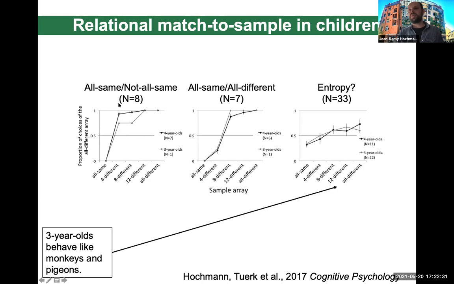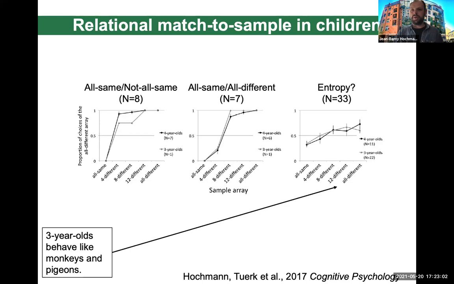So half of the 4-year-olds still seem to be following entropy, but we also see another half of participants that seem to be applying a categorical behavior, suggesting that they're representing something like all the same, not all the same, or all the same, all different. Okay, so this is happening. So that suggests that around 4 years of age, there might be something changing, and children become able to represent all the same and all different.